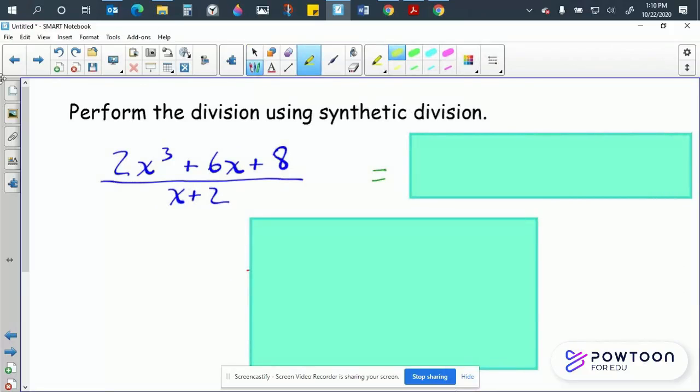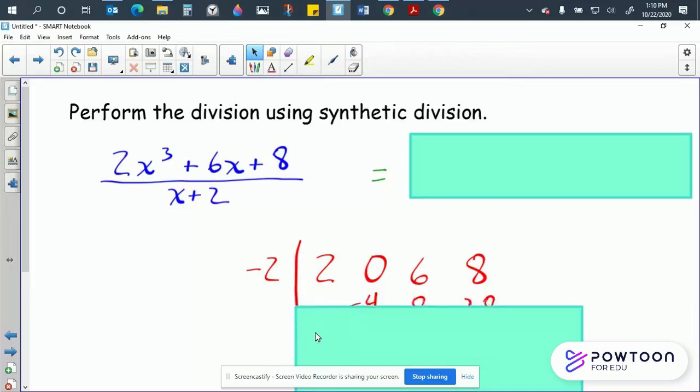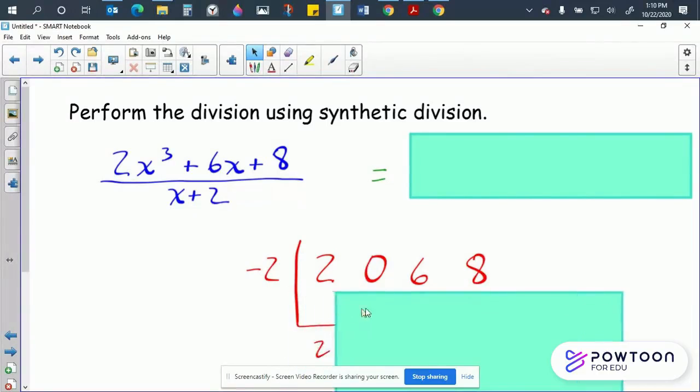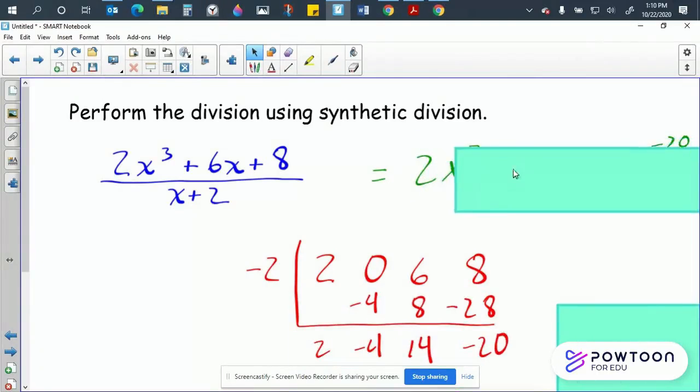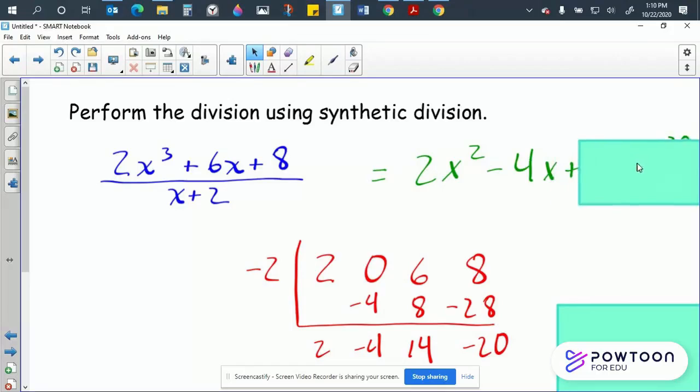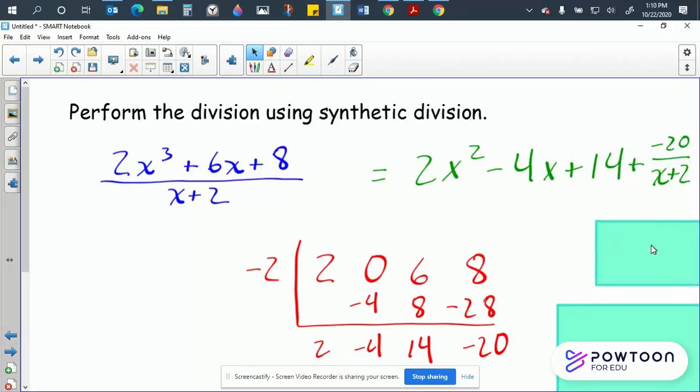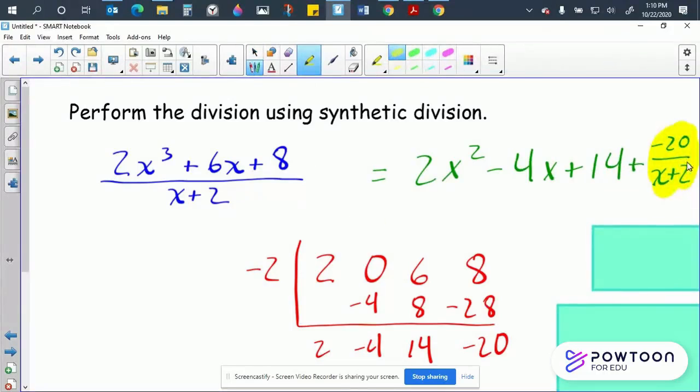Okay, this time we're going to use synthetic division. So once again, when you set up your synthetic division, you have to remember to put the 0 in for our x squared. And finishing off our synthetic division, that leaves us with 2x squared minus 4x plus 14. And then you write your remainder as a fraction.